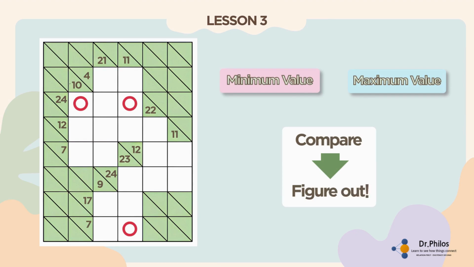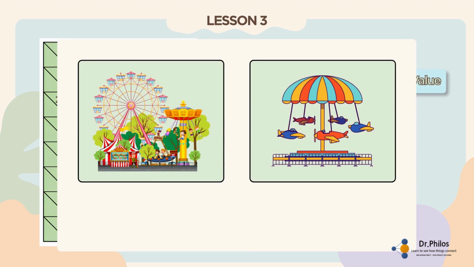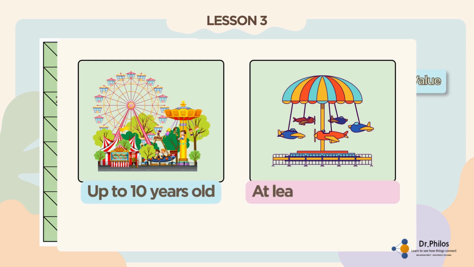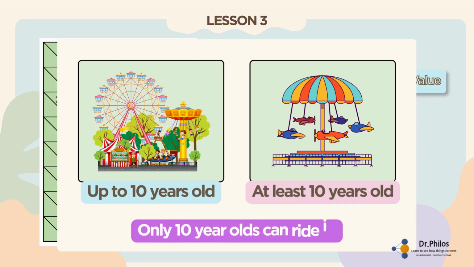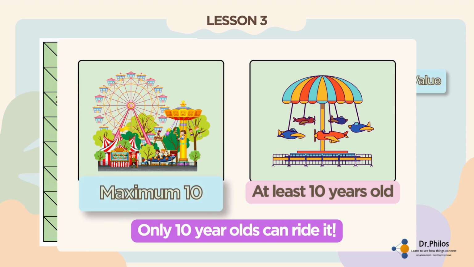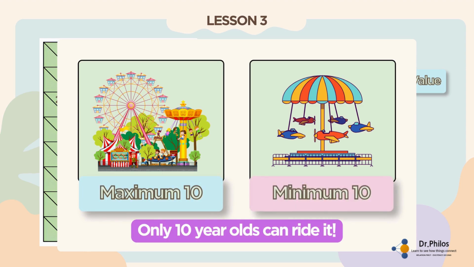An amusement park got a new ride. This amusement park only allows kids up to 10 years old to enter. But the new ride is hard to control, so they say you have to be at least 10 years old to ride it. Then only 10-year-olds can ride it. Why is that? There are two rules, one is a maximum of 10 years old, and the other is a minimum of 10 years old. Because they both point to 10 years old.